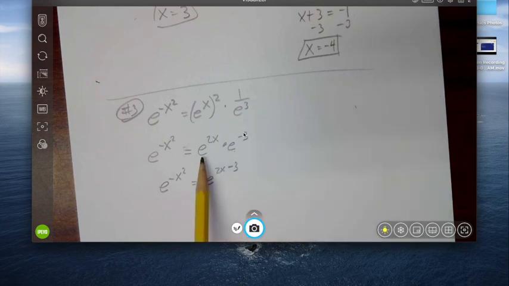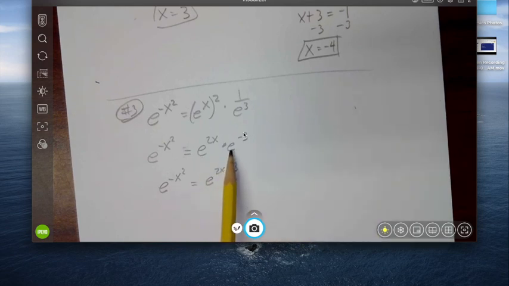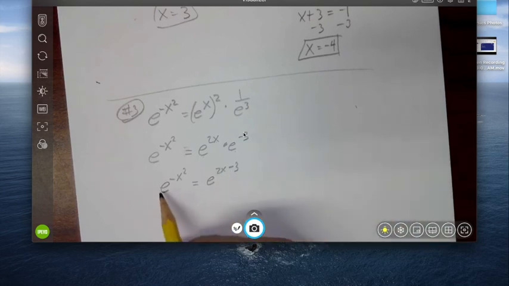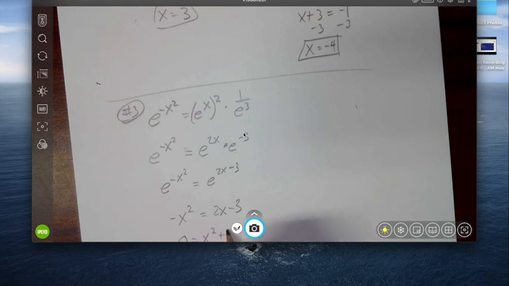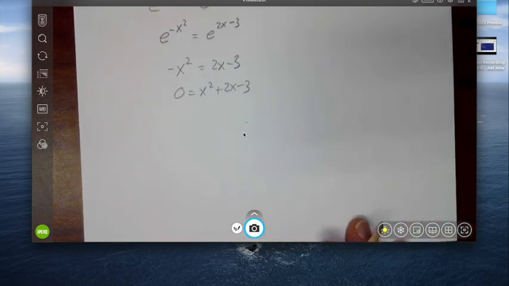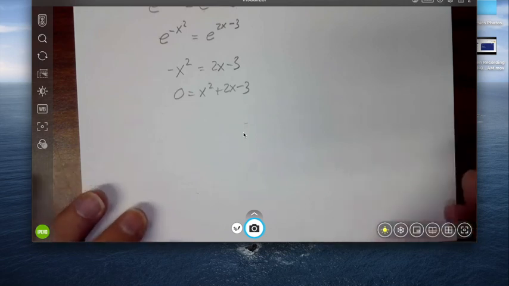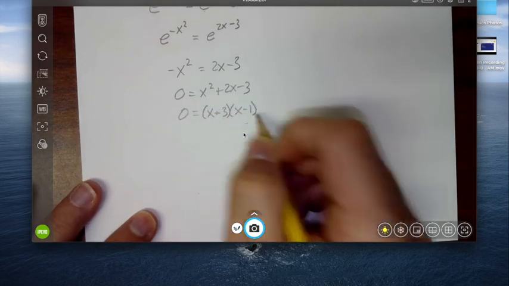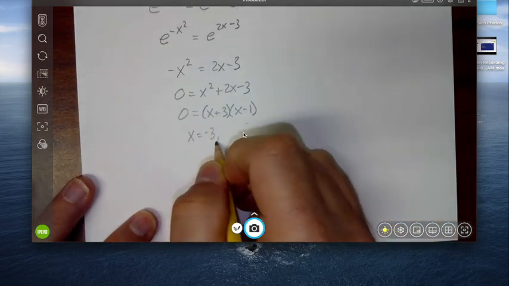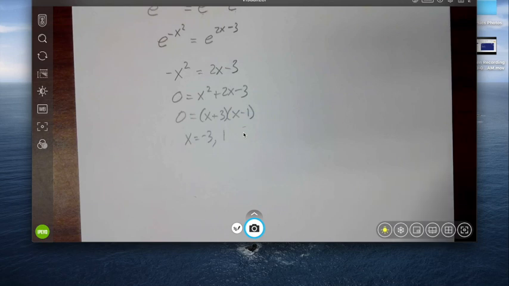Okay, again, let me repeat myself. When we multiply things with the same base, we add the exponents, right? So that's how I'm able to combine e to the 2x and e to the negative 3 into e to the 2x minus 3. All right, so now I do have the same bases. So this turns into a quadratic equation now. So I'm going to solve that using any of the methods that I have available to me, such as factoring. So this would be like x plus 3, x minus 1, which would give me negative 3 and 1 as my two solutions.